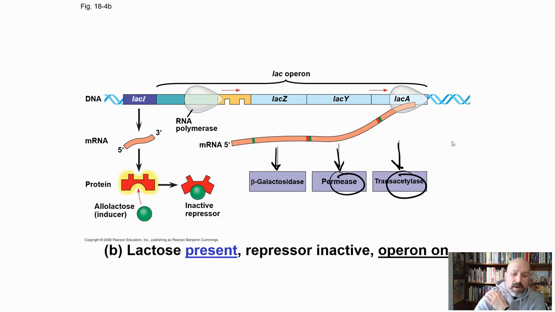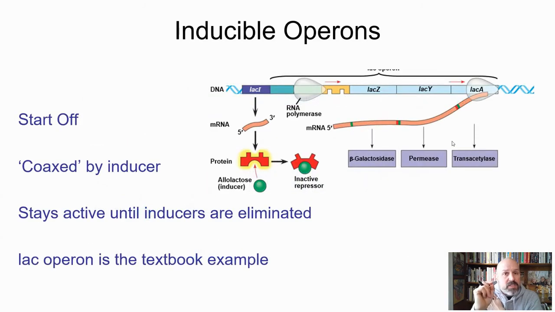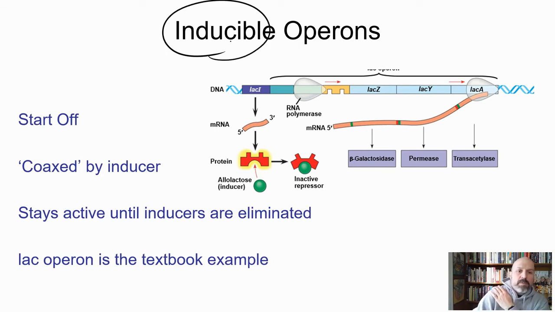So the thing to remember about the lac operon is that they start off. They have to be induced to start. That's why it's called an inducible operon. Starts off, it has to be, I like that word, coaxed. It has to be coaxed into believing that it can start its day off and start breaking down some galactose. Well, it stays active until your inducers are eliminated. And the lac operon is really the textbook example of what we call an inducible operon in bacteria. It's the one that's the most studied.